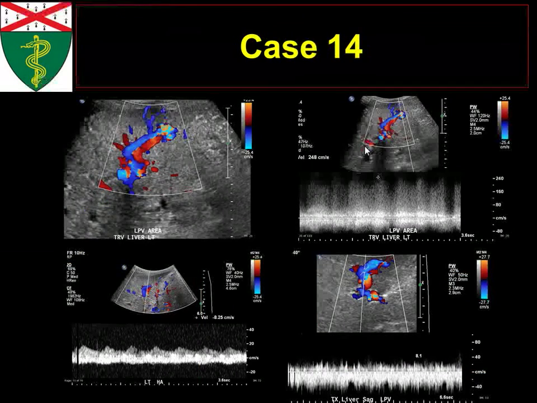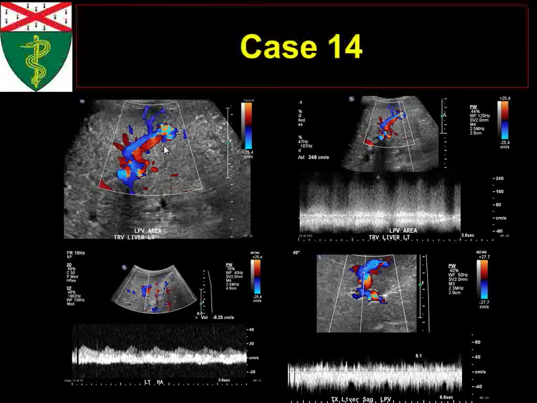All right, we're getting to our final couple of cases. What do you think is going on over here? So a couple of images. I'll kind of go through the case with you. We're interrogating the left hepatic lobe over here. And what do you guys think?